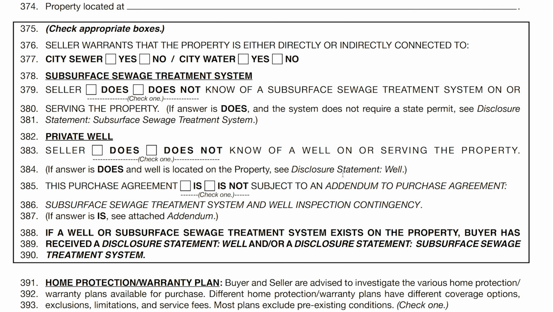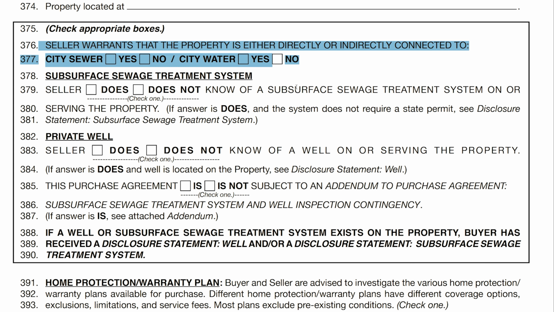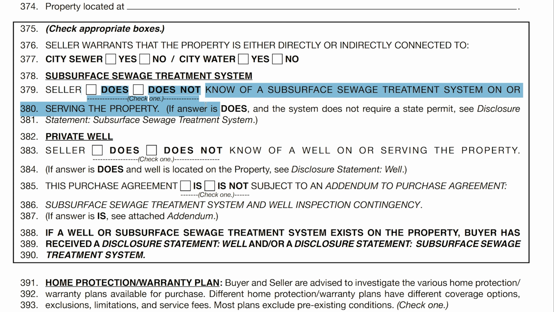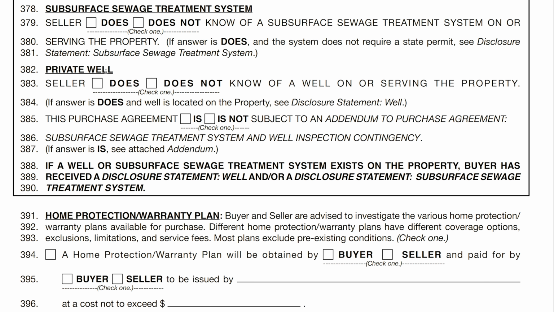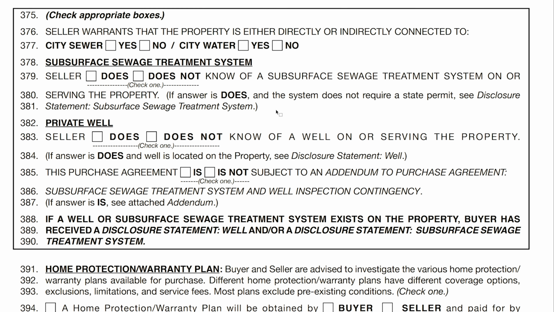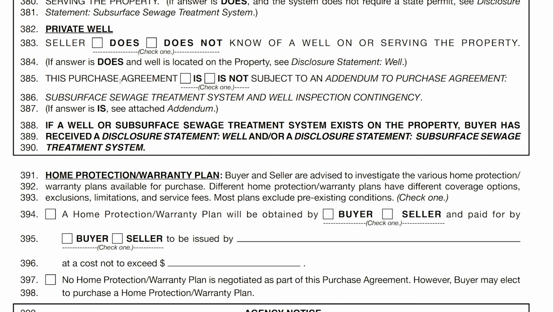So now we're taking a look, if we go to line 37, we're taking a look at, is this property connected to city water and city sewer? You know, if you're in Richfield, yes, yes. If you're in St. Cloud, you may not have city water or city sewer, but we're making some assumptions here. We're filling this out based on these being true. If they're not, then we're going to have to get that clarified. The next one is subsurface sewage system. Does it have one? Does it have a private well serving the property? You could be connected to city water and have a well and have a sewer. Just something to keep in mind.